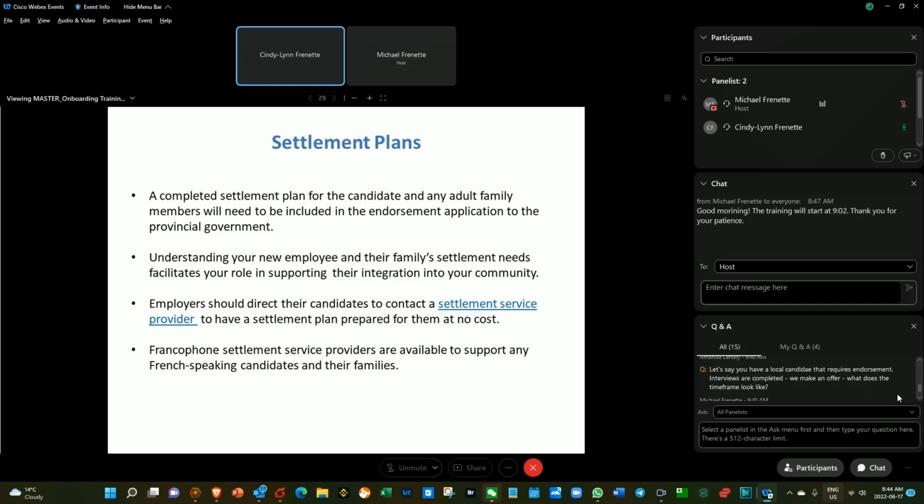The plans are prepared free of charge and will help the families settle in Canada by providing resources and information related to their needs and to the needs of the community. A copy of the settlement plans will need to be included in the endorsement application to the provincial government. After the newcomer arrives in Canada, it is a good idea to refer them to a local settlement service provider in your community so that they can update their settlement plan and help them with any questions they might have.